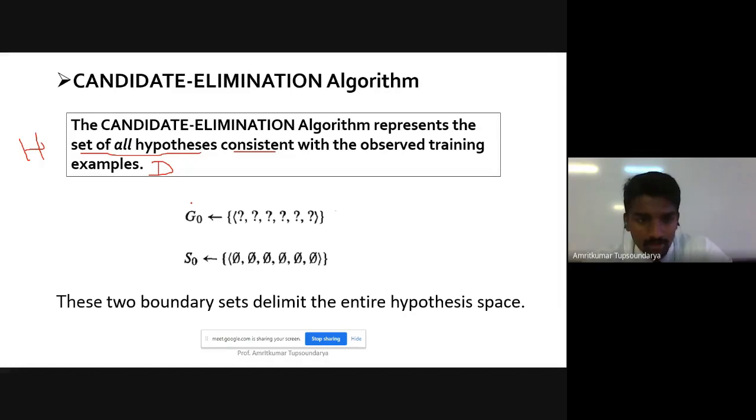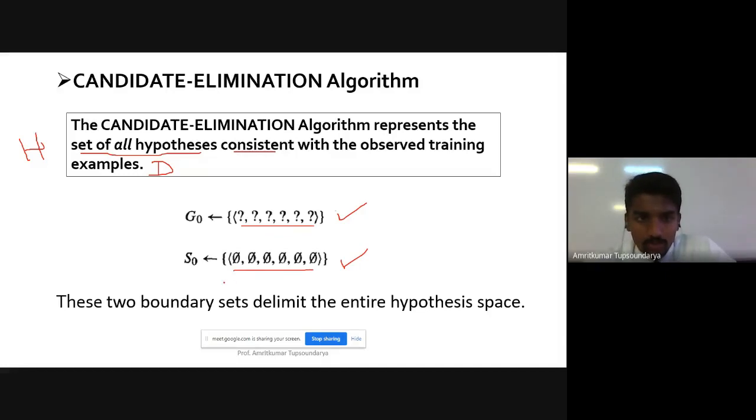Now, in order to start with this, the candidate elimination algorithm is first initialized with the most general hypothesis as well as the most specific hypothesis, right? We will initialize the two boundary sets, or two extreme conditions. The most general hypothesis has all question marks, which denotes any value is accepted. And then we have the most specific hypothesis, wherein we assign all the attribute values as 5. 5 means that no value is accepted, right? So, which is most specific.